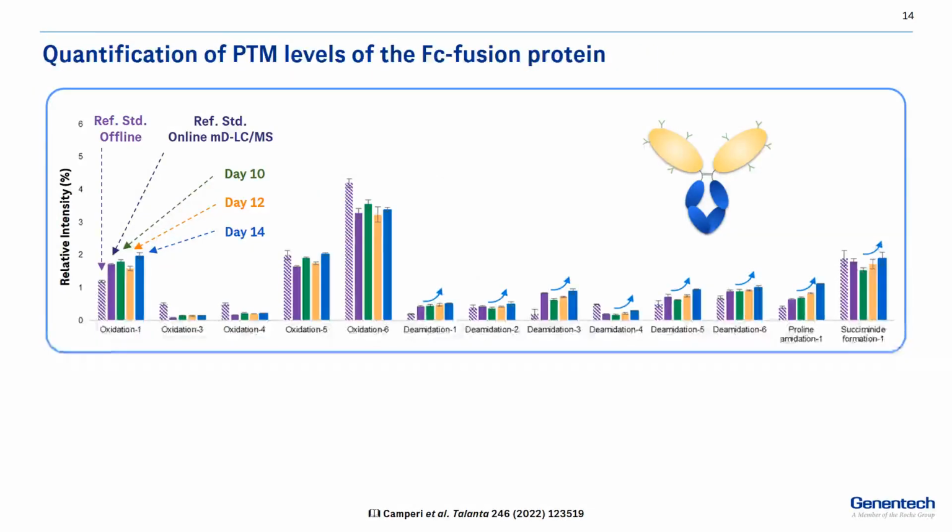To characterize PTMs, a first series of experiments was performed using the immobilized trypsin cartridge, since it's the most widely used protease for bottom-up proteomics. The levels of peptide modifications, including oxidation, deamidation, proline amidation, and succinimide formation, were measured. Similarly to the previously analyzed IgG1, various PTMs were measured across the production days, analyzed in triplicate, and reported here.